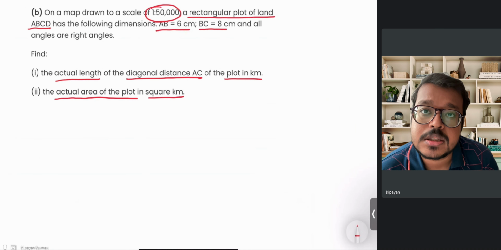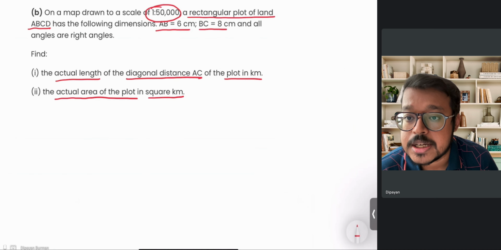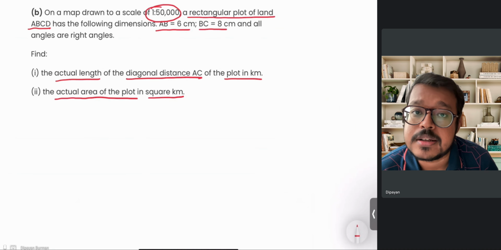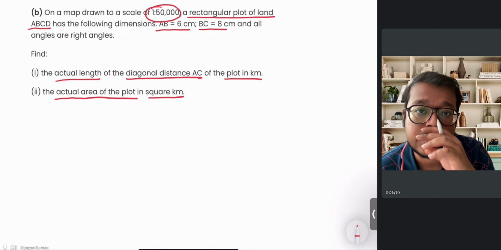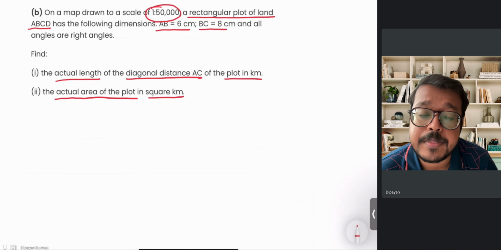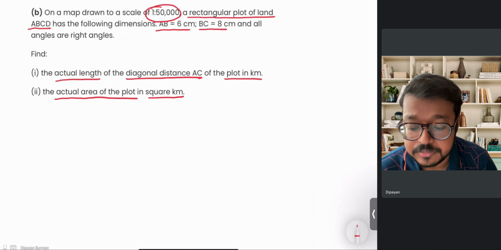Now, to answer this question, we need to first understand unit conversions, because here they have specified that the answers must be in another unit. So that, and also the concept of scale factor. Now, the rectangular plot of land, the actual plot of land, and what is represented on the map, they are similar figures. So, their dimensions will be in the same proportion, but of course, the sizes are different.